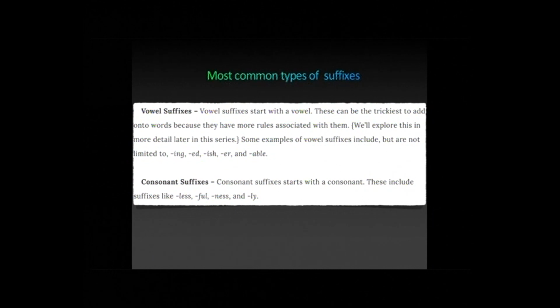Then we have consonant suffixes. So just to brush up your brain, you all know vowels: there are 5, A, E, I, O, U, and all the rest are consonants. One thing I want to make sure of is that it is the sounds of A, E, I, O, U that are the vowel sounds. So we move according to the sound system.